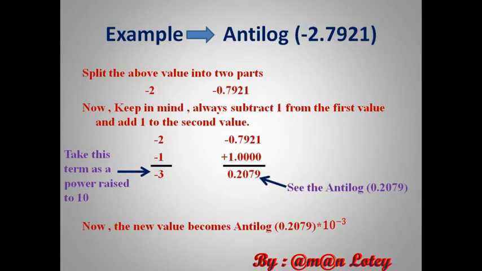It means after subtracting 1 from the first split value and adding 1 to the second split value, we get two new values. The first term is used as 10 raised to power and the second term is used to find the antilog from the antilog table. So the new term becomes antilog 0.2079 into 10 raised to power minus 3 as shown.